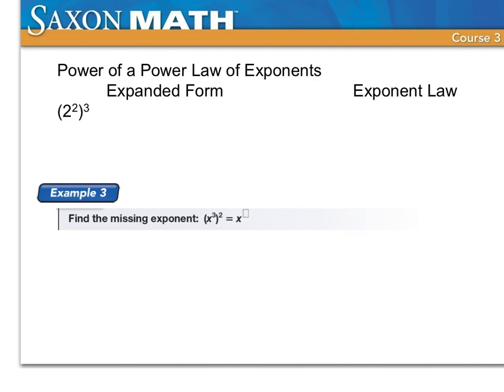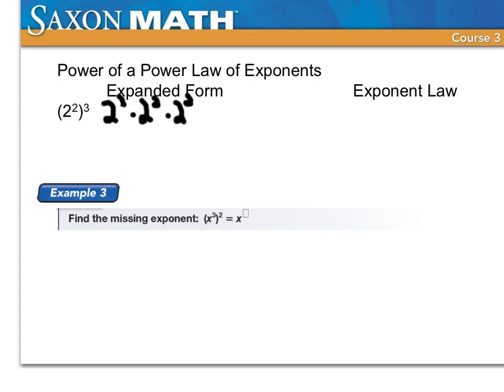Okay, the last rule is called the power of a power law of exponents. And the reason for that is because in here I've got a power, and it's raised to another exponent. So it's a power of a power. Well, let's think about what this means. This means 2 squared times 2 squared times 2 squared. Okay, because it's 2 squared to the third power. So I've got 3 sets of 2 squared.